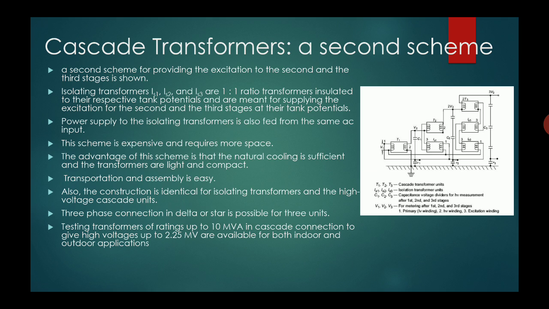We need to understand, a question may be asked, why is the second scheme using isolating transformers used? What are the advantages? The disadvantage is that it is expensive and requires more space, but the advantage is that there is more chance of natural cooling because there are more transformers, so cooling is much easier. It will be light and compact, and the transportation of this transformer from one point to another is also easy.